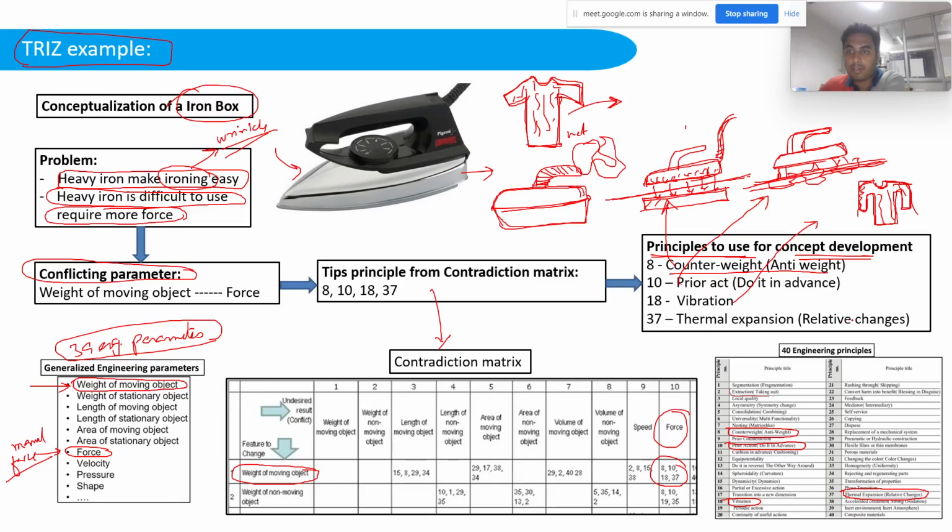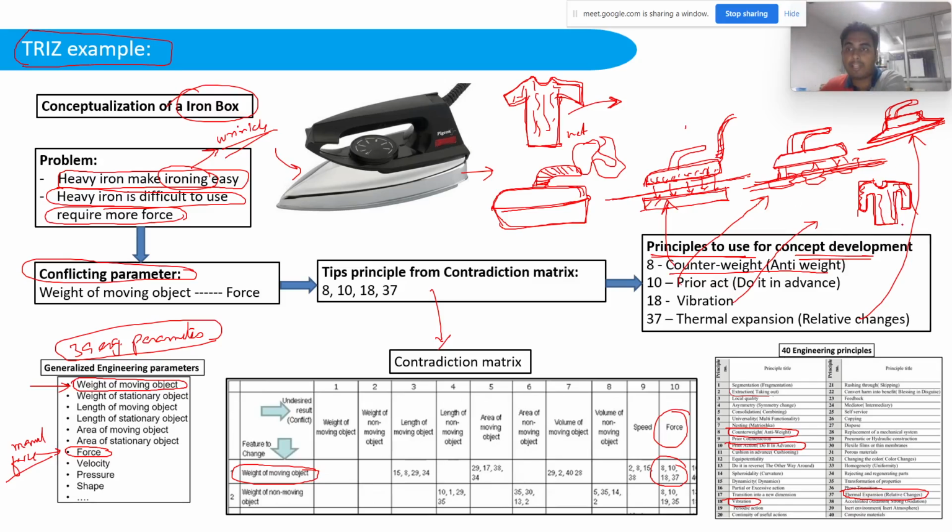And then you can think about thermal expansion. Okay, so how can thermal expansion be used? Probably you can have a small iron with a reduced size and shape, so the weight is low. But as it heats up, the bottom size increases because of thermal expansion. Now, although it has the same weight, it can press a larger surface area. So this way also you can counter weight.